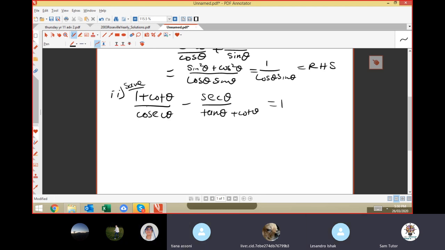Eden, what does cot theta become? Do you know? Cos over sine. It does become cos over sine. So let's go 1 plus cos over sine, all over, what does cosec become? 1 over sine, the third letter. Good job. 1 over sine, minus sec theta. What does sec theta become? And plus cot, plus there.